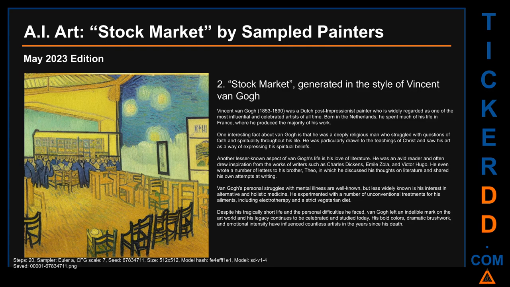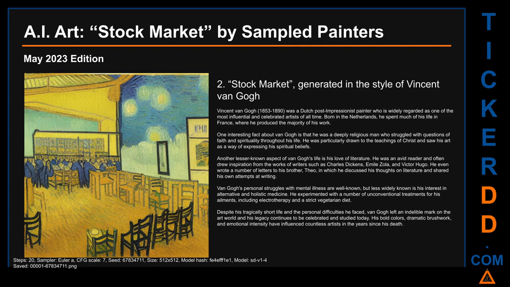Another lesser-known aspect of Van Gogh's life is his love of literature. He was an avid reader and often drew inspiration from the works of writers such as Charles Dickens, Émile Zola, and Victor Hugo. He even wrote a number of letters to his brother, Theo, in which he discussed his thoughts on literature and shared his own attempts at writing.